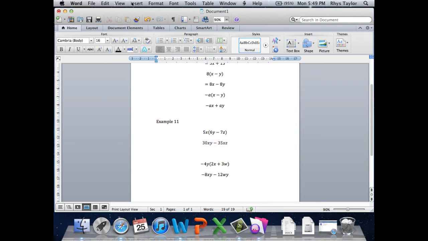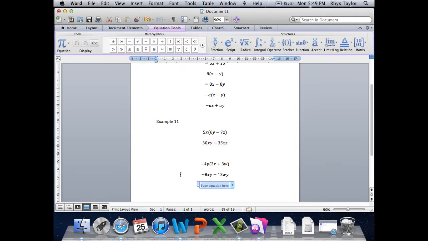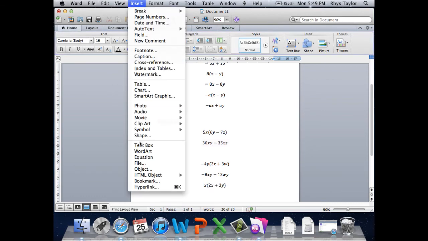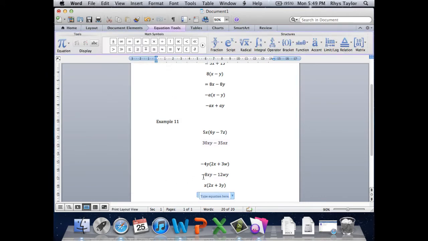Alright, last one for worked example 11 is x(2x plus 3y). Now this is where it gets tricky, but what you should remember is when they're different letters we just tack them on the end, but when they're the same letter we count them up and that's our power.